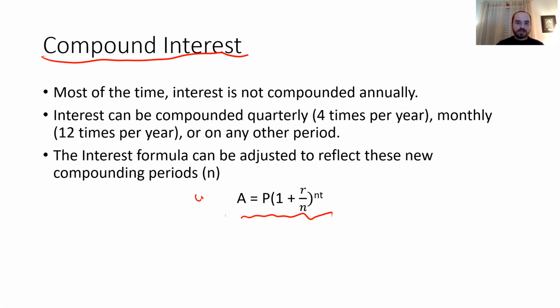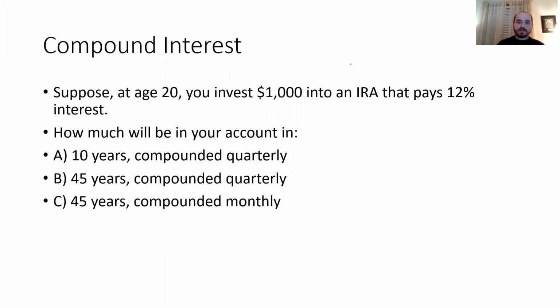So let's look at how to use this in calculations. I'm going to write this down at the top while it's still fresh in my mind: A equals P times 1 plus R over N raised to the power of NT. Now, it says, suppose that at age 20, you invest $1,000 into an IRA that pays 12% interest. Okay.